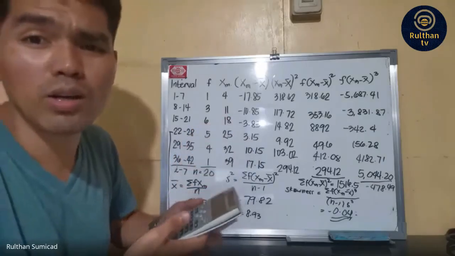So the second column, sir, the second row: negative 10.85, you cube it. The result is 1,277.29, which you already rounded off. So 1,277.29 times the frequency of 3. Your answer, sir, is 3,831.87.